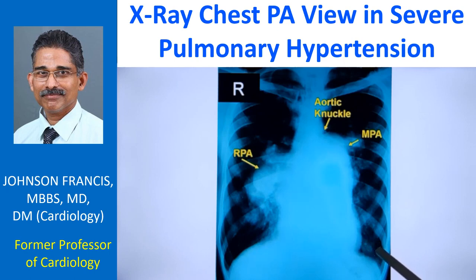Cardiomegaly is not very striking, but if you trace the right border of the spine, the right atrial shadow is extending beyond that. So it is possible that there is right atrial enlargement in this case. It can occur in severe pulmonary hypertension. There can be right atrial enlargement as the severe hypertrophy of the right ventricle causes elevation of right ventricular end-diastolic pressure, and later on right atrial enlargement.